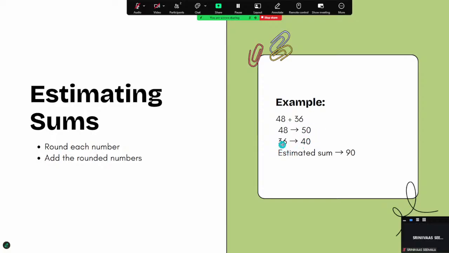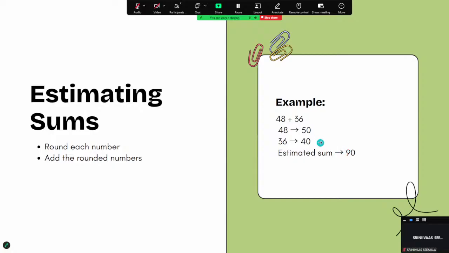And next we estimate 36. Look at the ones place, and 6 is 5 or more, so we round up. The tens place increases by 1, so it becomes 4, and the ones place becomes 0, so we get 40. So 48 rounds to 50, and 36 rounds to 40. The next step is to add the rounded numbers. Now we can just add 50 and 40, and we get 90.